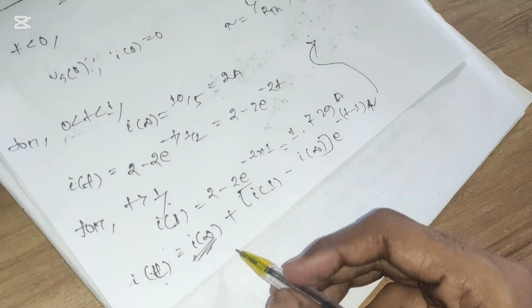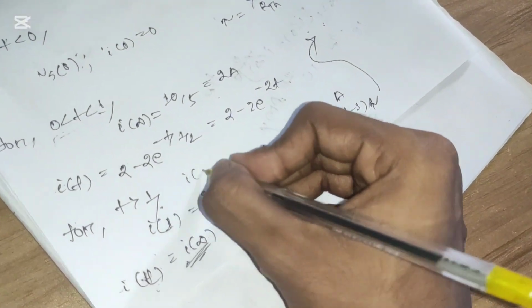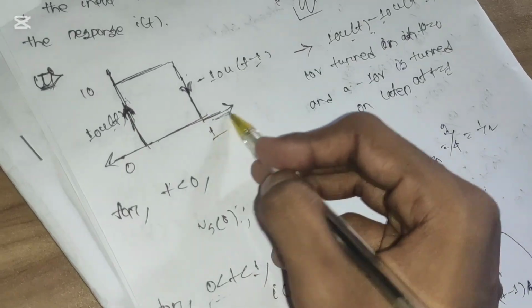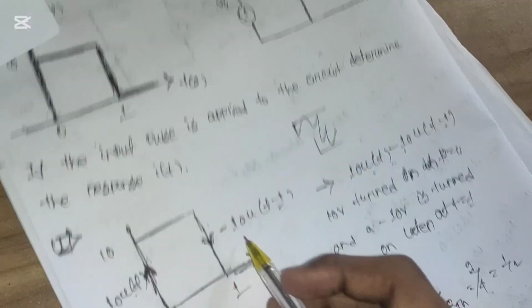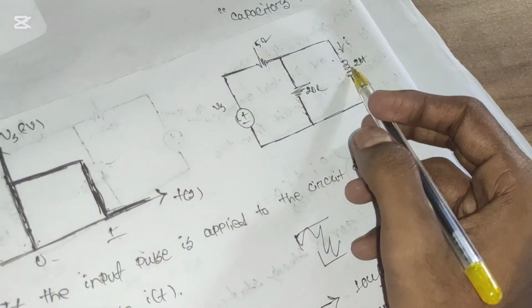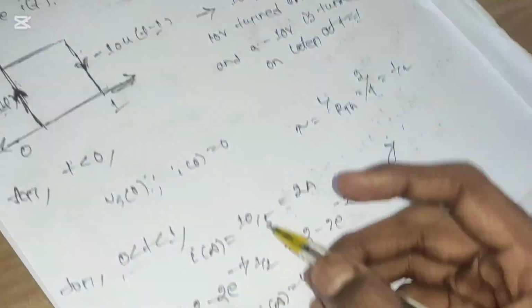Here I infinity will be 0. I infinity will be 0 because for the range t greater than 1, there will be no voltage source in this circuit. If there is no voltage in the whole circuit, there will be no current flowing through this inductor, right? So I infinity will be 0.